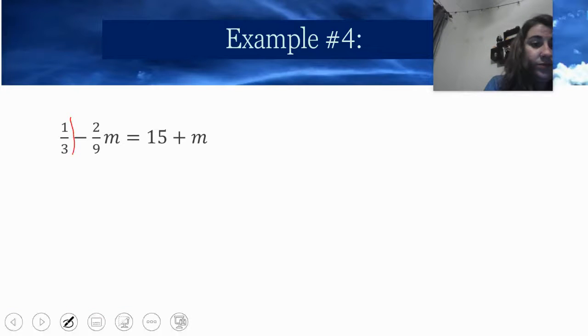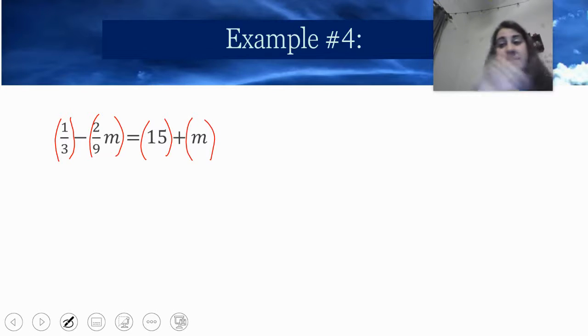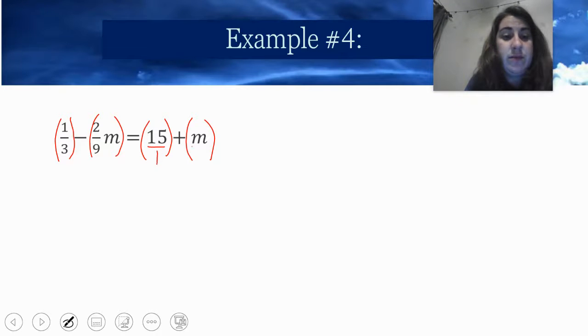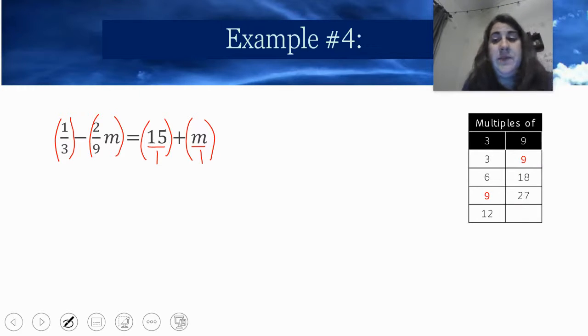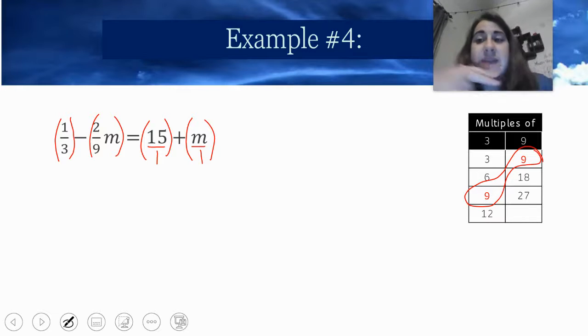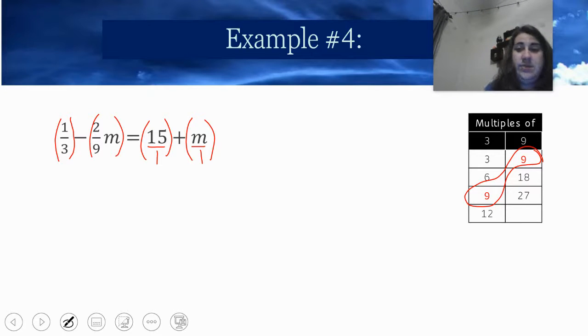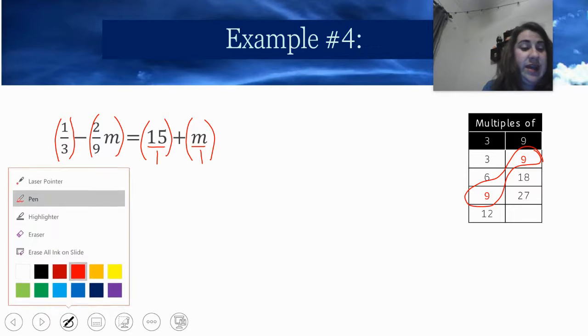So, parentheses, parentheses. And then these terms that don't actually have a fraction in them, I'm going to put over 1. And now I have to find my common denominator between 3, 9, and 1. And in this case, it's going to be 9. So in this example, I did a table. You can do a table or you can write them out, however is easiest for you. All right, my common denominator is 9.